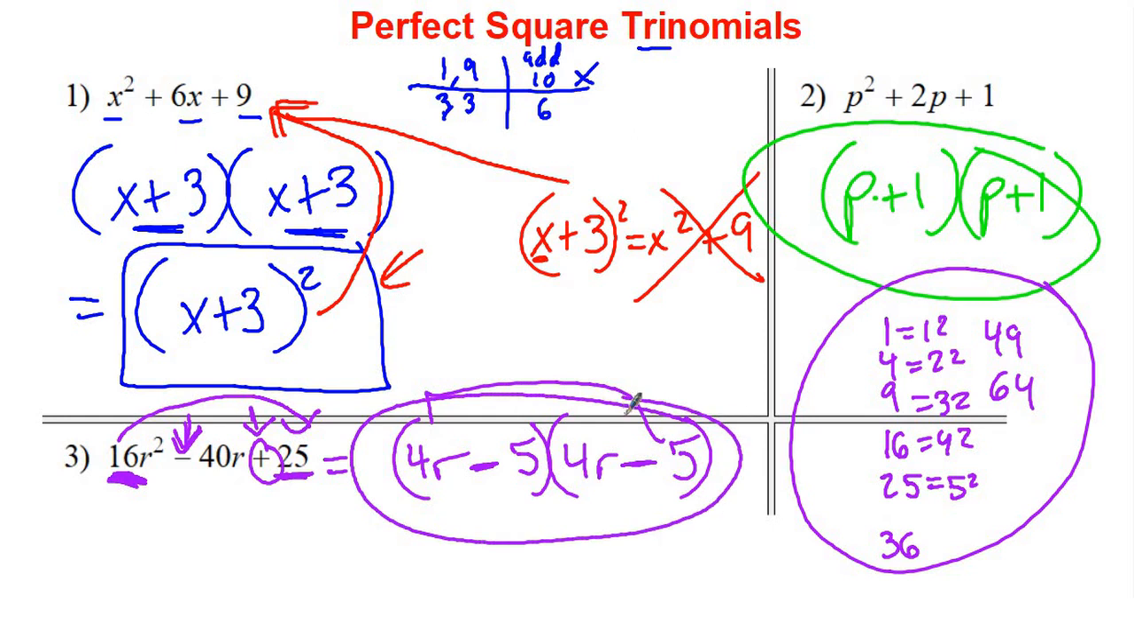That's the exact same thing as you would get using the swing method, but I would recommend if you see numbers at the beginning and the end that are perfect squares, try it this way and see if you wind up with a perfect square. And obviously the more compact way of writing this would be 4r minus 5, the whole thing squared. So that's what it means to factor a perfect square.